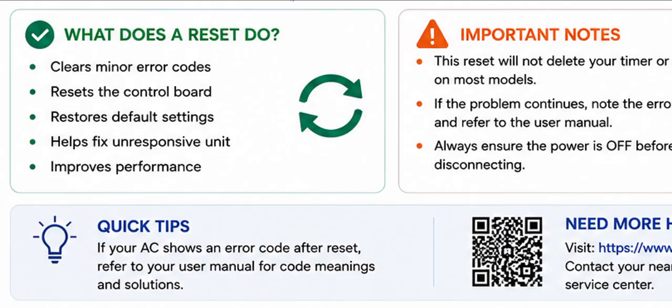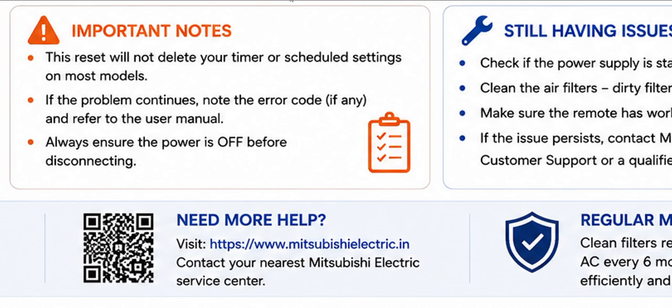What does a reset do? Clear minor error codes, reset the control board, restore default settings, help fix unresponsive units, improve performance. An important point to remember is this reset will not delete your timer or schedule settings on most models.